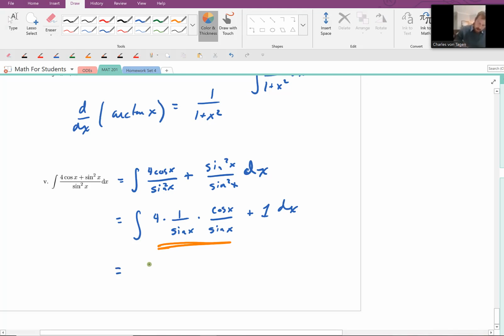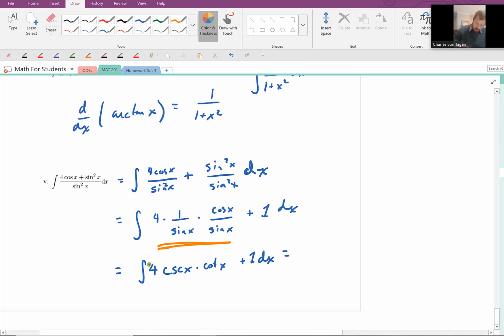So I can now go ahead and rewrite this as the integral of 4. What's another way of writing 1 over the sine of x? We could write that as the cosecant of x. And what's another way of writing the cosine of x over the sine of x? We can write that as the cotangent of x plus 1 dx. And now, and only now, am I ready to evaluate this antiderivative.